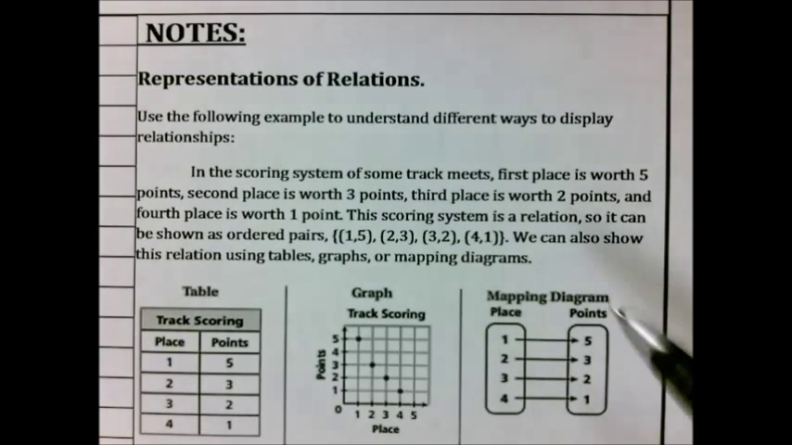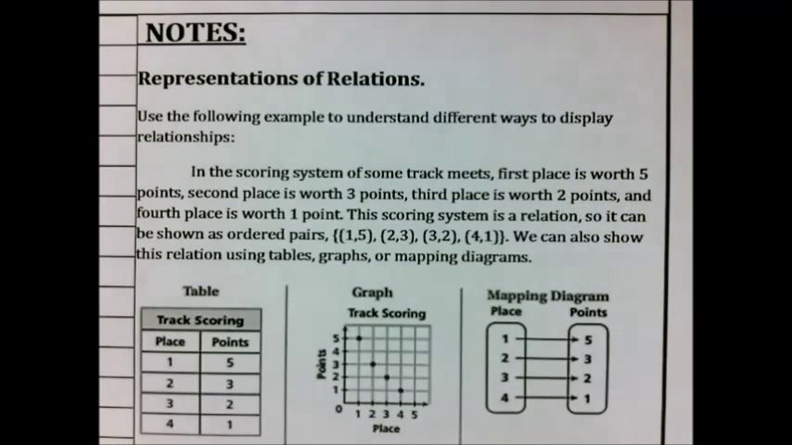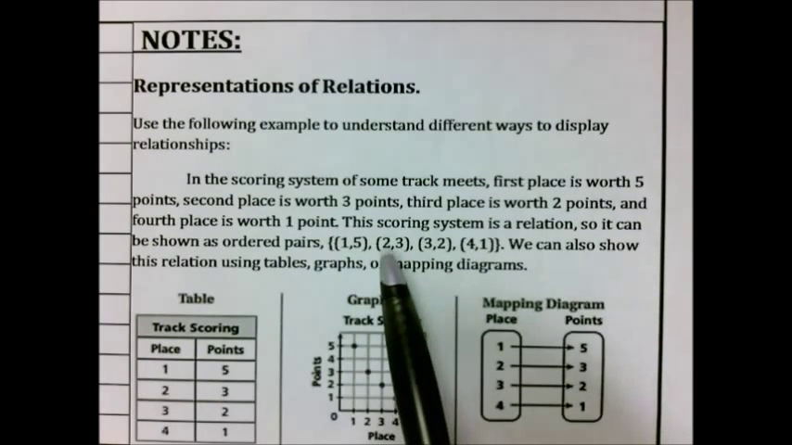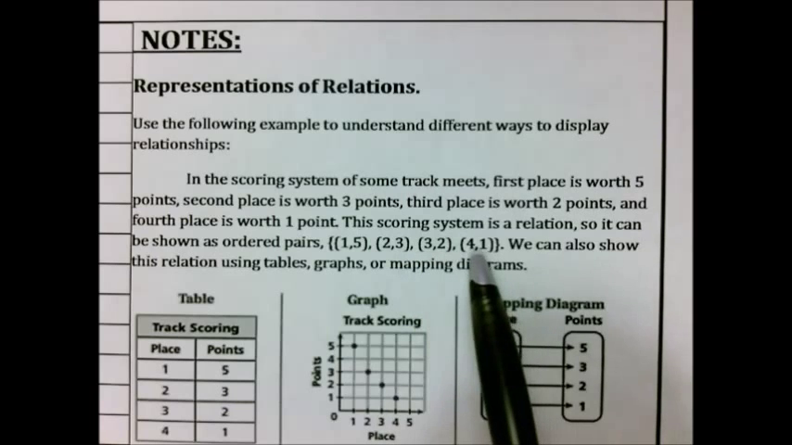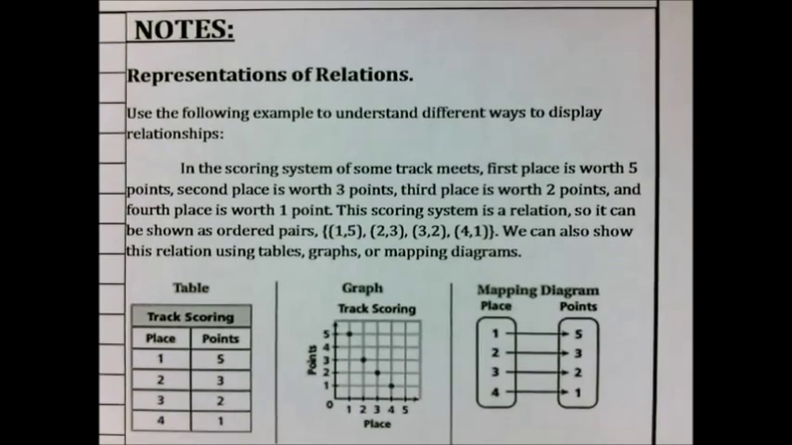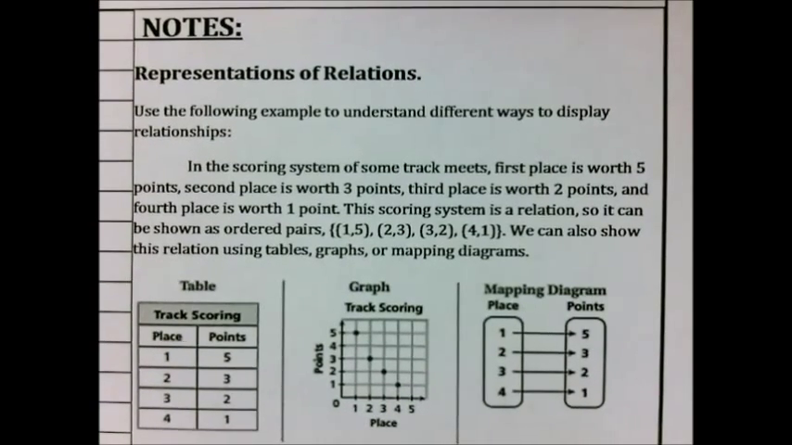Okay, so in a scoring system, this section right here of some track meets: first place you get 5 points. Second place is worth 3 points. Third place is worth 2 points, and fourth place would then be worth 1 point. The scoring system is a relation, so it can be shown as ordered pairs. For example, first place was 5 points, second place 3 points, third place 2 points, fourth place 1 point. We can also show this relation using tables, graphs, or mapping diagrams, okay?